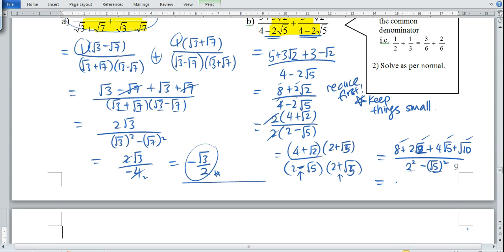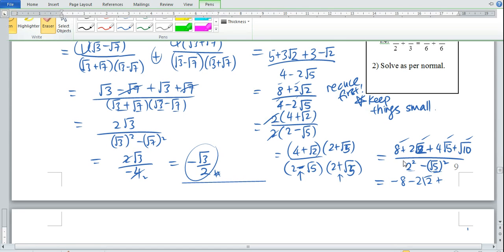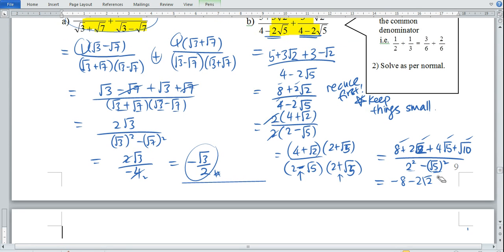This is a negative 1, so I can rewrite it as negative 8 minus 2 square root 2, because it's like dividing negative 1 throughout. Since the denominator is a negative 1, I can simplify to become negative 8 minus 2 square root 2 minus 4 square root 5 minus square root 10. Square root 10 you cannot simplify anymore because I cannot find a larger square factor for 10. Okay, so that's it.